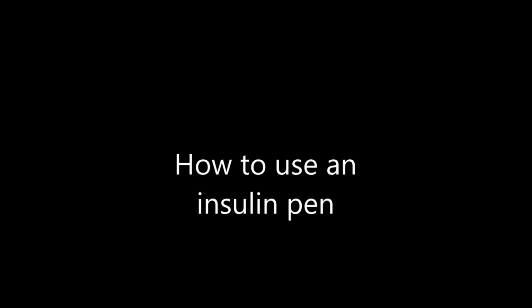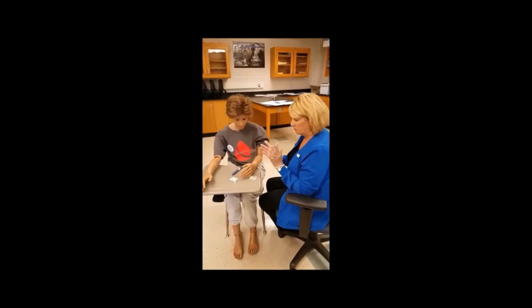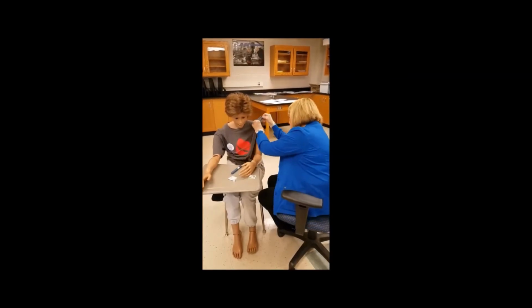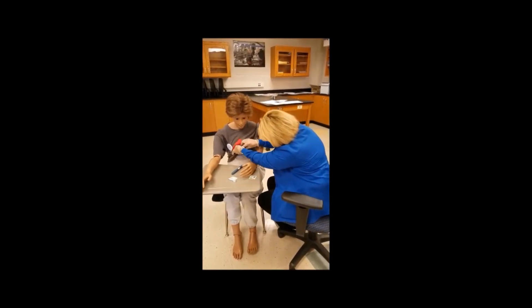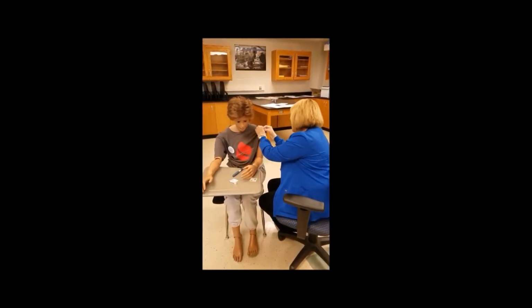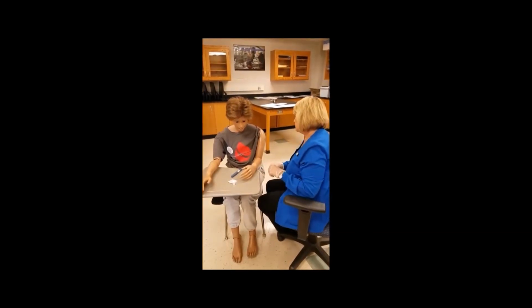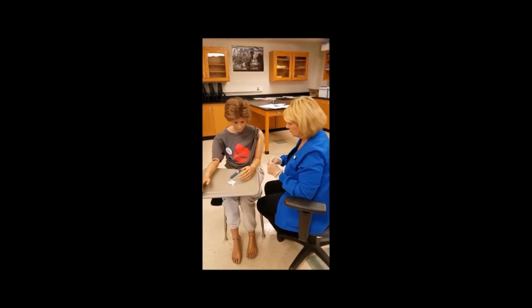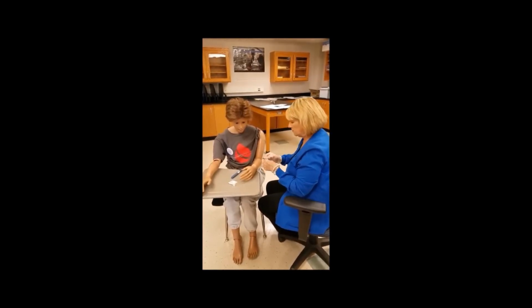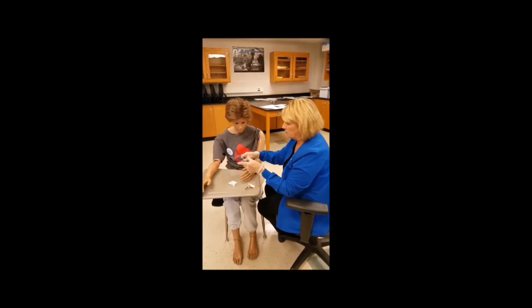How to use an insulin pen. Wash hands with soap and water. Put on gloves. Select site for injection. Stay 1 inch away from previous injections. Stay 2 inches away from the navel or scars. Do not use sites that are bruised, tender, or swollen. Wipe site with alcohol pad and let dry.